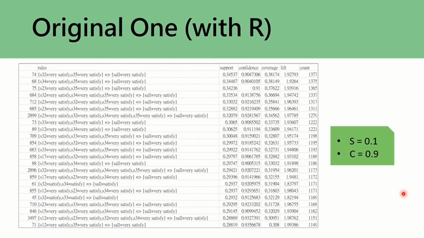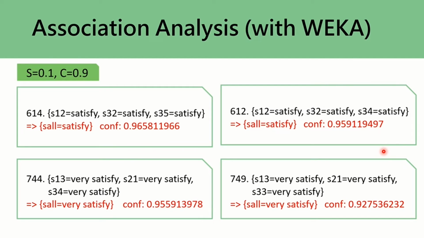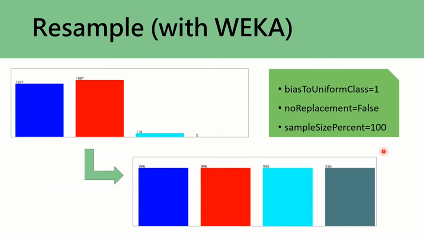Next, I use R to do association analysis. I set support equal 0.1 and confidence equal 0.9. Here are 4 of all rules, because the number of ordinary and dissatisfied in the target variable is very small. Only satisfied and very satisfied can be mined. Therefore, I resample the data.